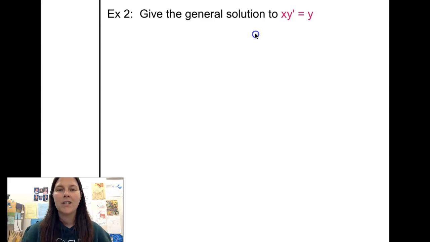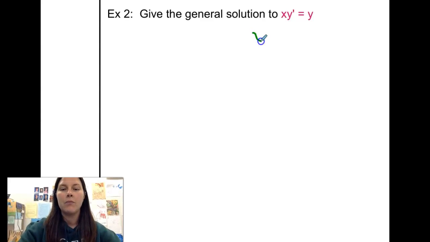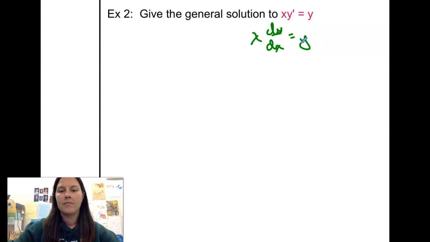Another one where we have that stupid y prime notation. I much prefer the dy dx, so that's going to be my first step, is replacing y prime with dy dx. And then separating those variables. I'm going to divide both sides by y, multiply by dx, and divide by x.